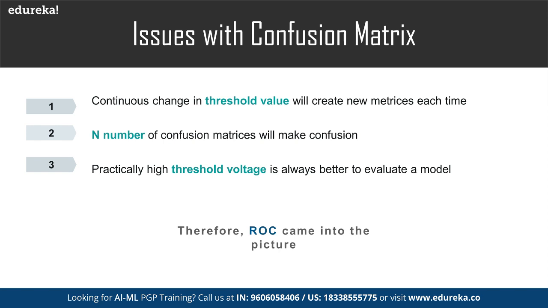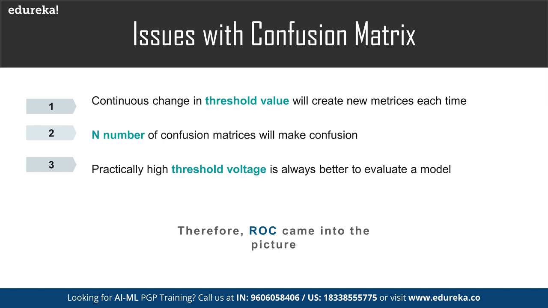And here, coming to the confusion matrix, continuous changes in the threshold value will create new metrics each time. This is again quite challenging, so that is why the confusion matrix actually failed, I would say. When we do not have such a scenario in place, we do not worry about it, so we go on to use the confusion matrix. But n number of confusion matrices will make confusion. As we go on to change the threshold continuously, we get a different confusion matrix each time, which will of course confuse everyone, including the one who is programming. So these are the things we get to see happening all over the place.